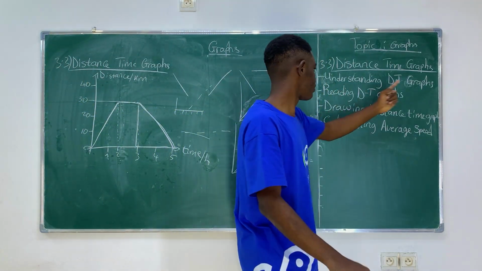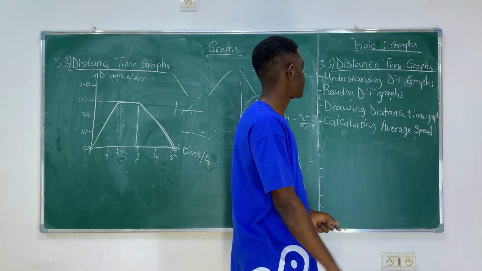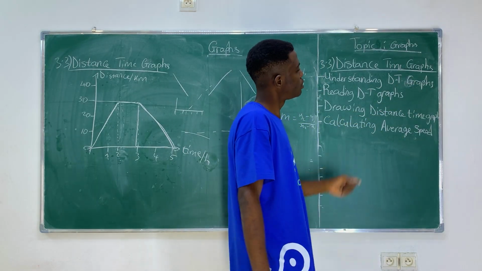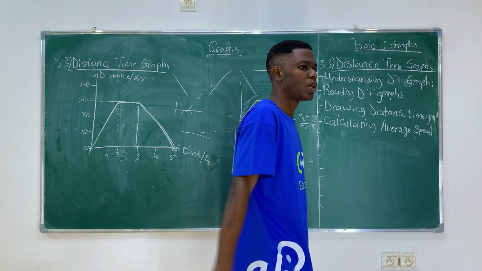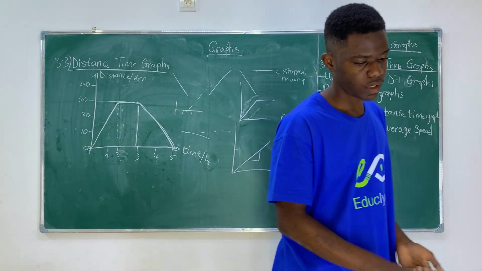So we have kind of an understanding of distance time graphs. Okay, so let's now learn how to read a distance time graph.